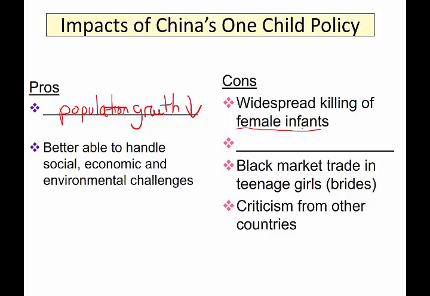There was also an increase in the black market trade in teenage girls in China, and that's still occurring. And one reason for that is because there's just not enough females. We can just cross this out, by the way. And lastly, there was criticism from other countries about this policy of restricting a female's choice to have a child.